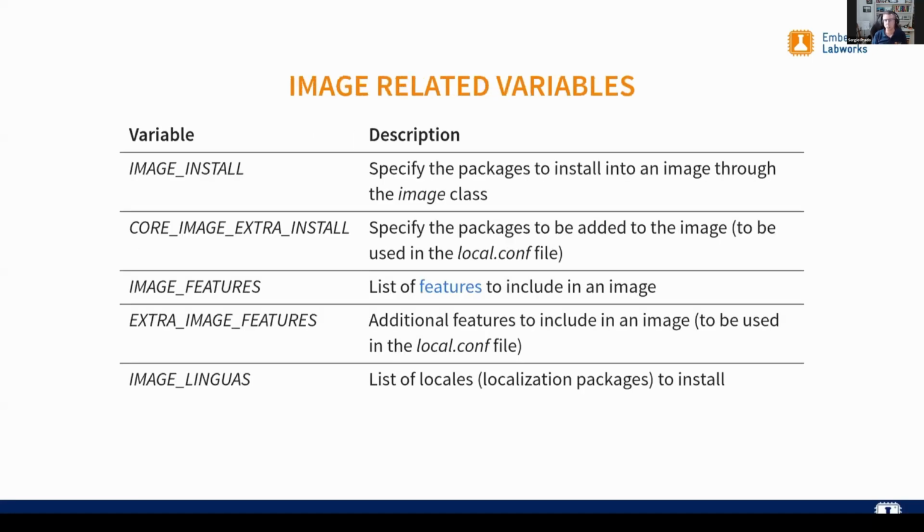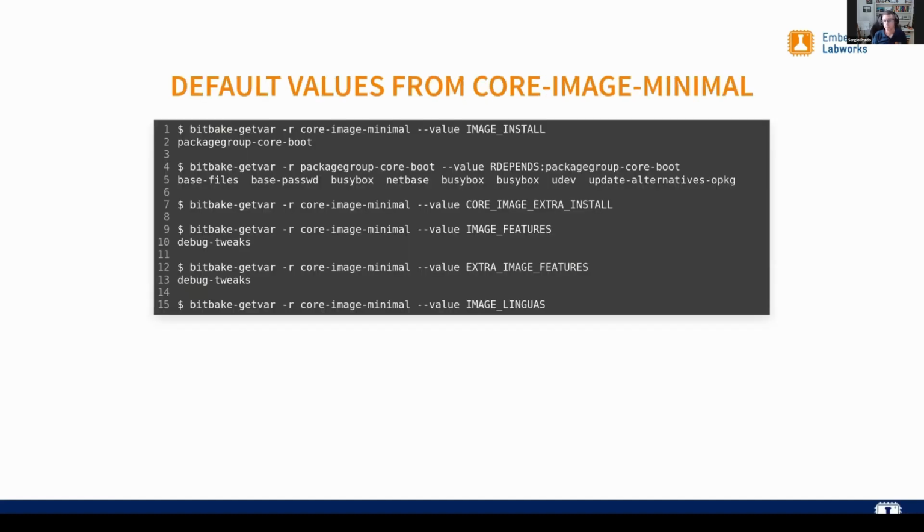There you can use IMAGE_INSTALL and CORE_IMAGE_EXTRA_INSTALL to define the packages that you want to install in the image. You have also IMAGE_FEATURES, right? To enable features in the image. Depending on the image feature that you enable, you're going to have extra packages installed in the image, and so on. So here we can see the default value, right?